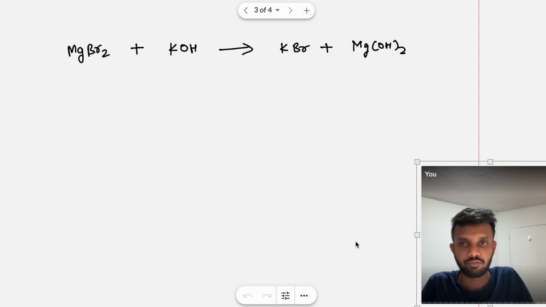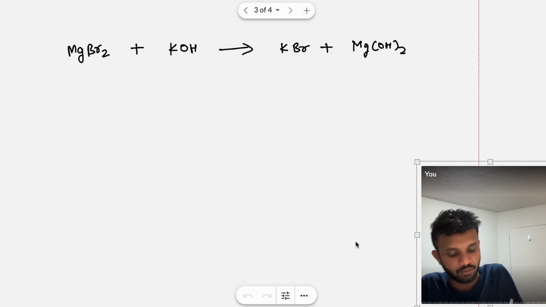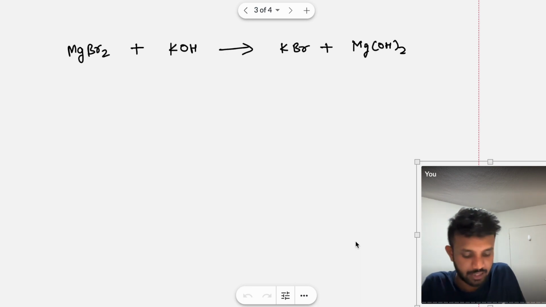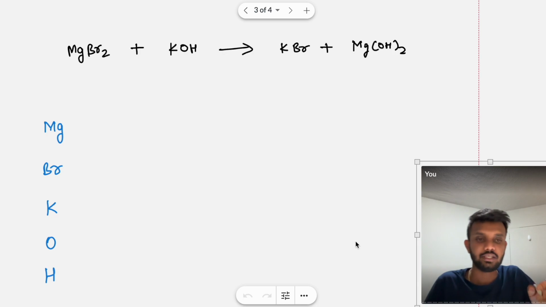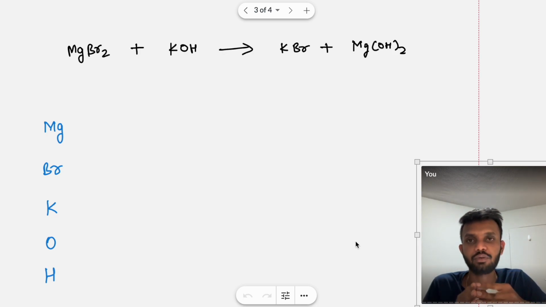Now let's look at one more example. Here, on the product side, how many elements do I have? I have Mg, I have Br, I have K, I have oxygen and I have hydrogen, right? See, students, the general rule for balancing the reaction is to first try to balance the bigger elements. Like here we'll first balance the Mg, Br and the potassium, right? And in the end you can try to balance the oxygens and the hydrogen, right?